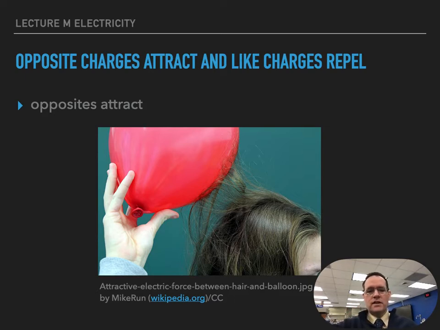Okay? Now, a negatively charged balloon is attracted to each strand of hair that is positively charged. Okay? So if you look at this image here, you can see that the hair appears to stick to, or be attracted to, the balloon. Okay? And that's because of opposite charges attracting.